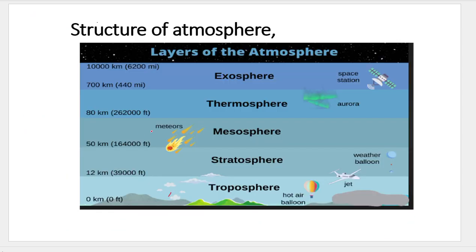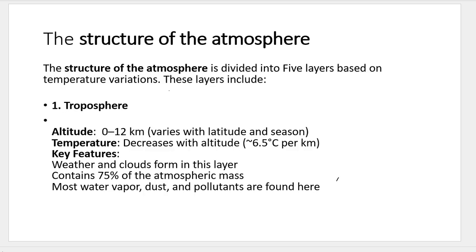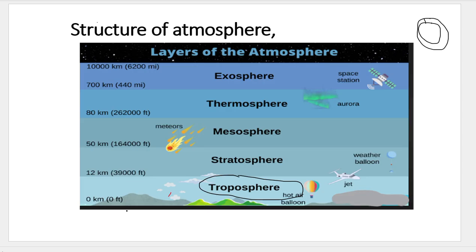Then the structure of the atmosphere. This is the structure of the atmosphere. I'll give it once again. Just imagine this is our Earth, and this is the layers surrounding our Earth. The first layer is called the troposphere, and it extends from the surface up to an altitude of 12 kilometers. Altitude means the height from the surface.